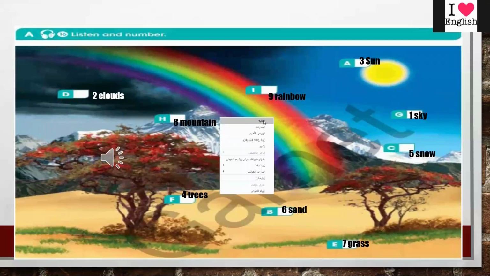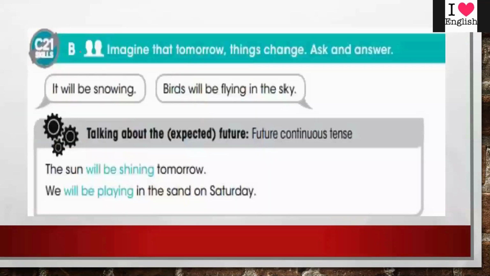Nine. Yes. Okay. Now B. Imagine that tomorrow things change. Ask and answer. This is a future continuous tense. So we talk about the present, we talk about the past, and we talk about the future. So this is the future continuous tense. You are expecting something in the future, so you will use the future continuous tense.